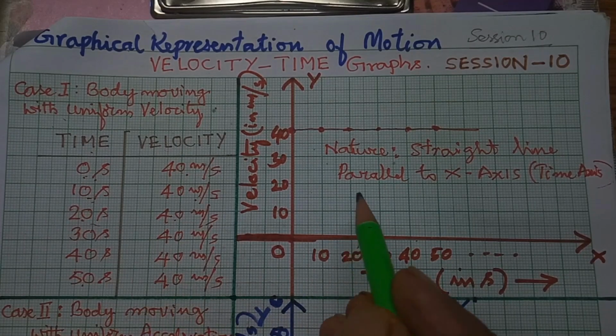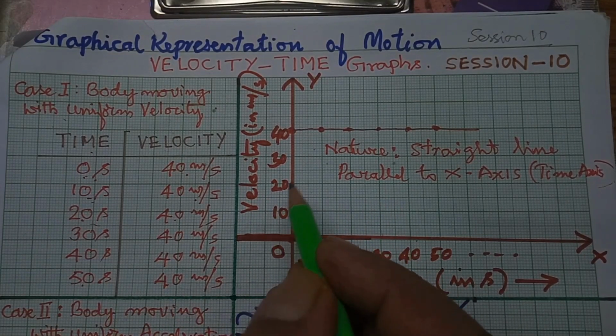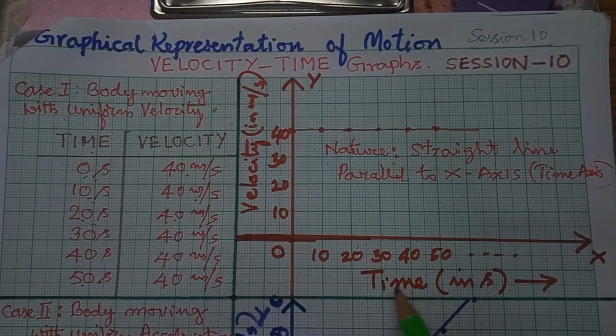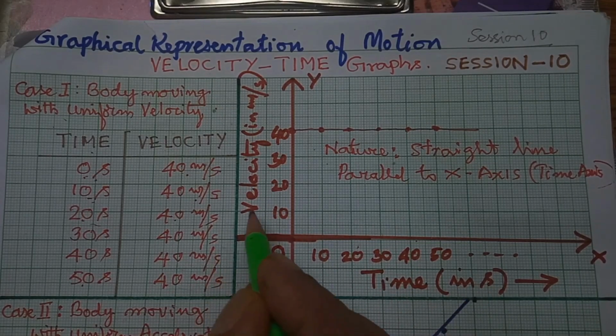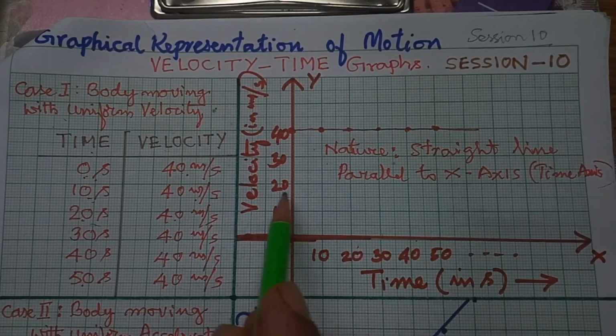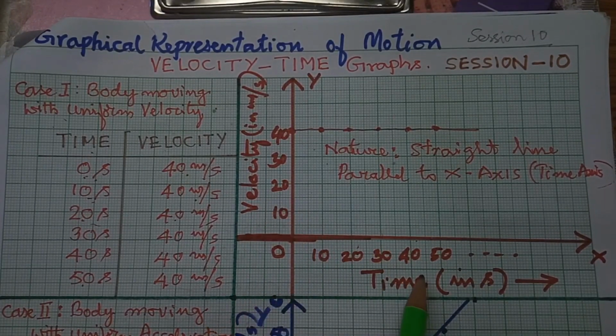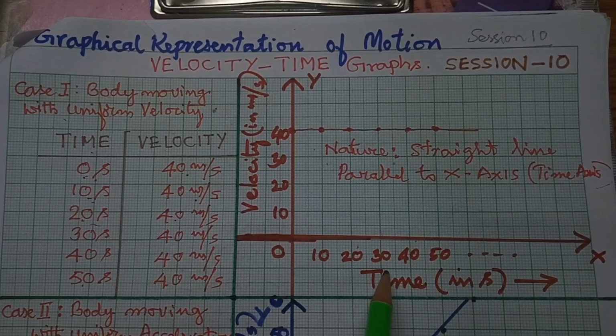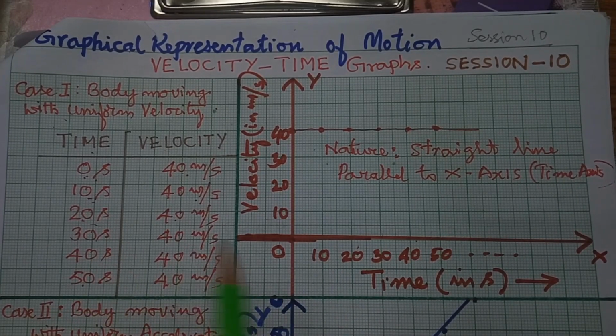Now, we are drawing the graph. On the x-axis we are taking time, whereas on the y-axis we are taking the velocity, and therefore we are calling this a velocity time graph. If you draw the graph with this data, we will get a straight line.